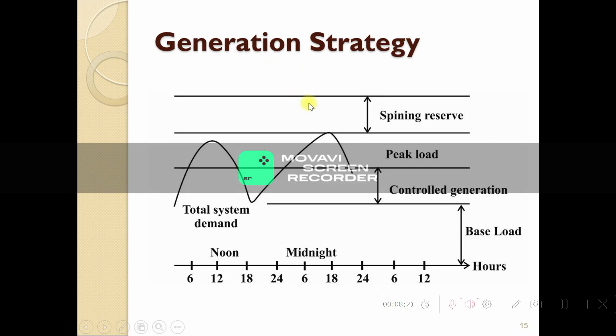Generation strategies. This is the spinning reserve. This is peak load, controlled generation, total system demand. It is a time-consuming process. This is the base load. The spinning reserve and peak load are all things we have to discuss in unit 1.